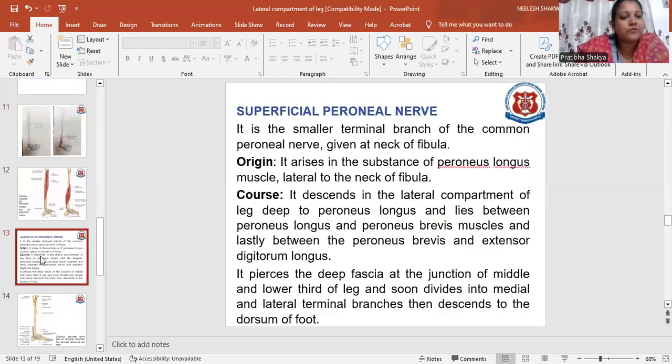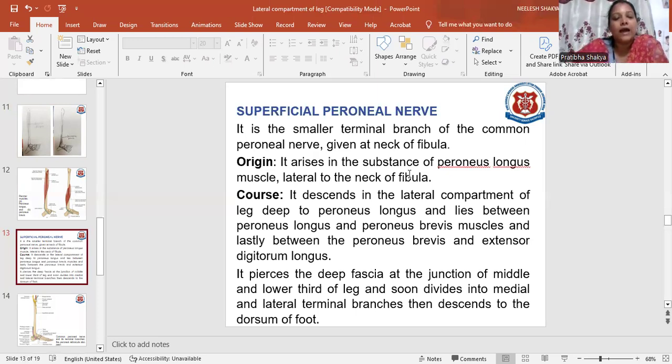Okay, now coming to the superficial peroneal nerve, it is a smaller terminal branch of the common peroneal nerve given at the neck of the fibula. It arises in the substance of the peroneus longus muscle lateral to the neck of the fibula, and this neck of the fibula is a very important landmark, because when there will be injury or a fracture at the neck of the fibula, then it will lead to the injury of the superficial peroneal nerve also. Okay, and that is a very important line for the NEET PG.